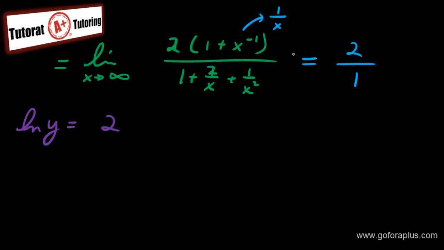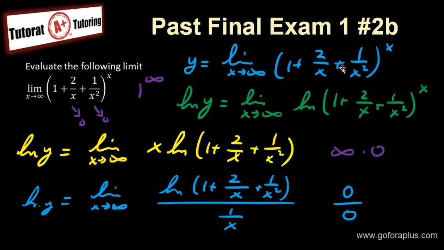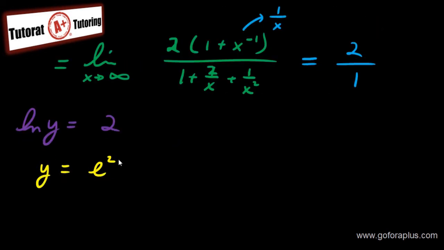So the limit is gone, but I still have to solve for my y. So y is going to be e to the 2. So this is basically my limit, right? y is equal to my limit. So if my y is equal to e to the 2, that means my limit is equal to e to the 2. So this is basically my answer here.